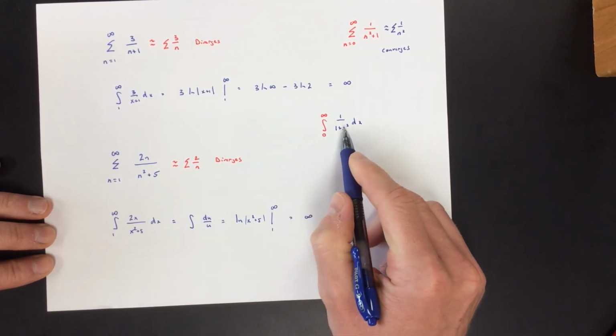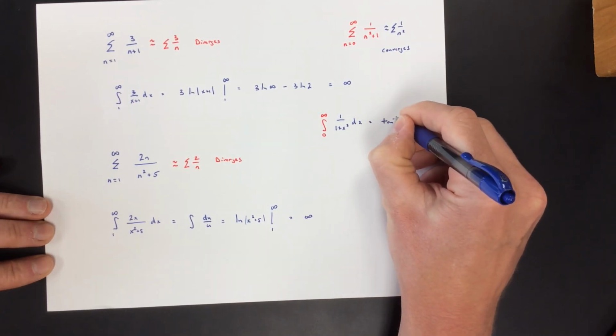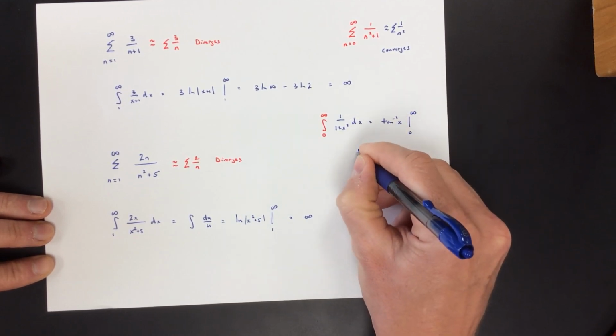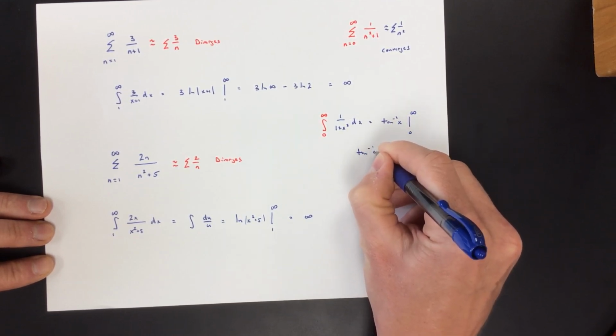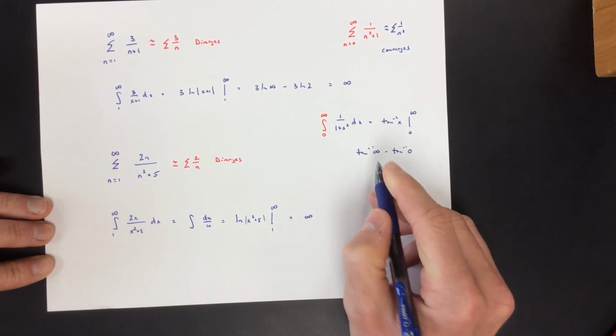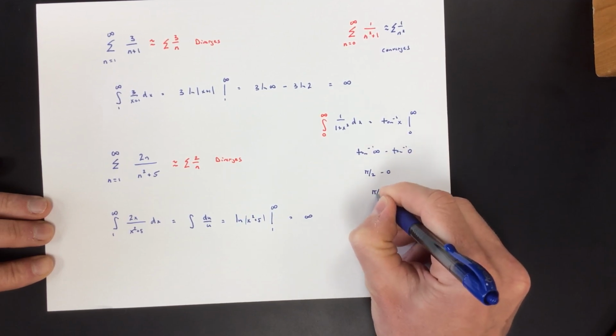And we know that integrating 1 over 1 plus x squared is actually just inverse tangent of x from 0 to infinity. So then that's inverse tangent of infinity minus inverse tangent of 0. Inverse tangent of infinity is actually just pi over 2, minus 0, and we get pi over 2.